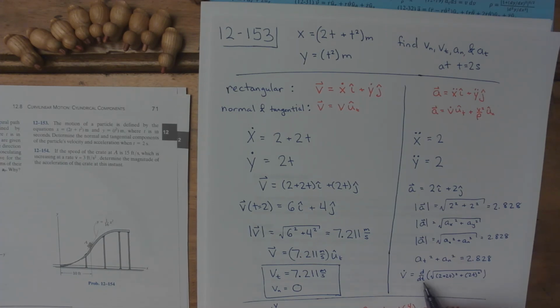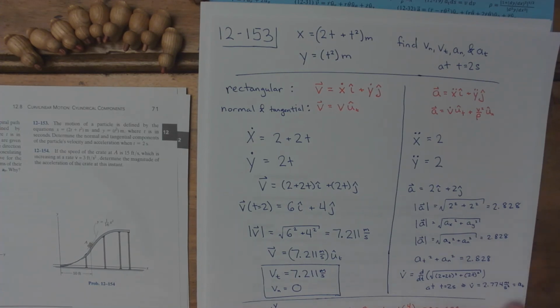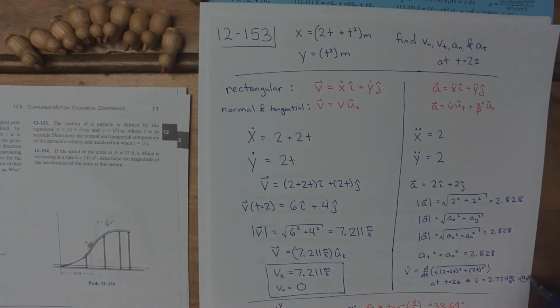Then I take the derivative with respect to time, and I'm not going to do all the work for this, but when t is equal to 2 seconds, you should have v dot equal to 2.774 meters per second squared. This is how the speed is changing. This is the tangential component of the acceleration. You could take that, put it in here, and then solve for the normal component of the acceleration. So that's another way that you could do that. And that concludes problem 153.